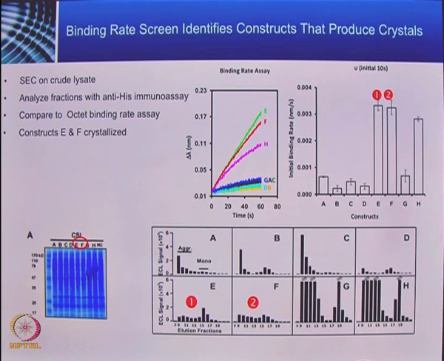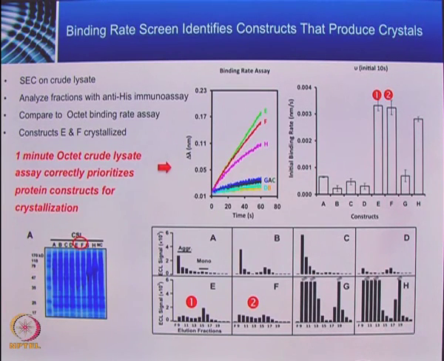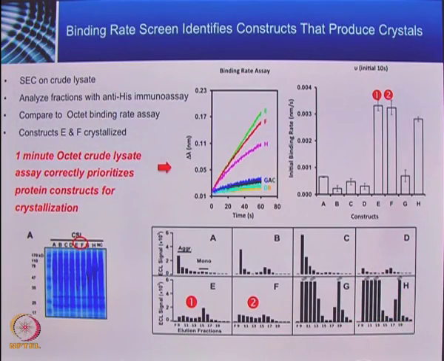The main learning point from this study is that performing a 1-minute assay using BLI technology on the Octet platform allows you to correctly prioritize the protein constructs which are suitable for downstream crystallization, which helps you to simplify your research process and speed up the process of getting the crystals for further structural analysis.